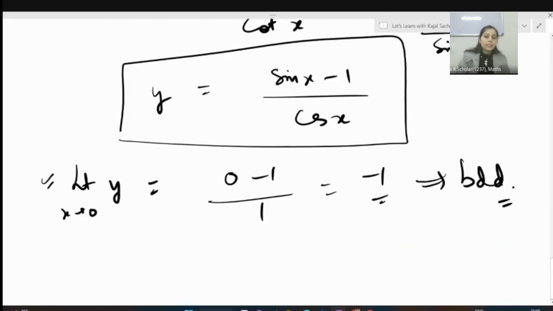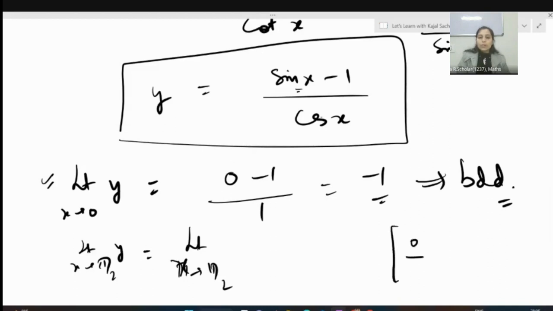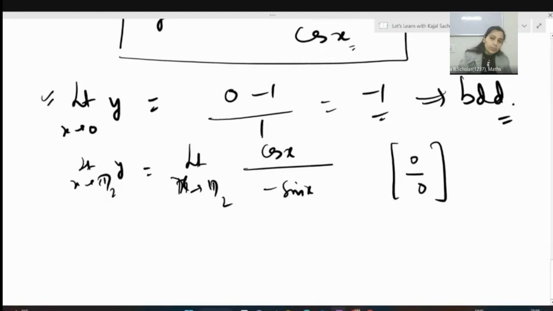Also try at x tends to pi by 2. If we apply x tends to pi by 2, sine pi by 2 is 1, 1 minus 1 is 0, and also cos pi by 2 is 0. So we get the 0 by 0 form. In this situation, we apply L'Hopital's rule. So taking the differentiation of the numerator and the denominator separately, sin x differentiation is cos x, and cos x differentiation is minus sin x.